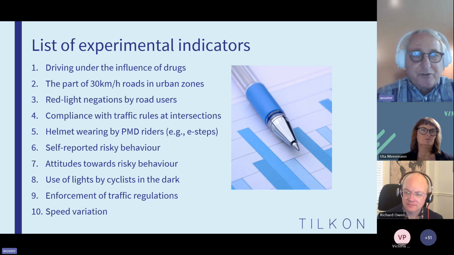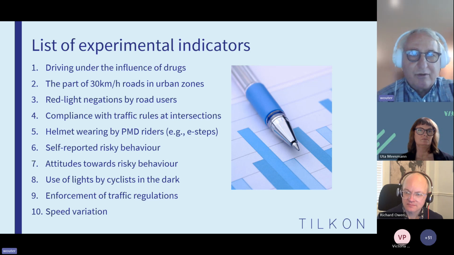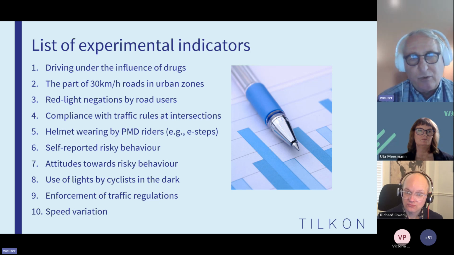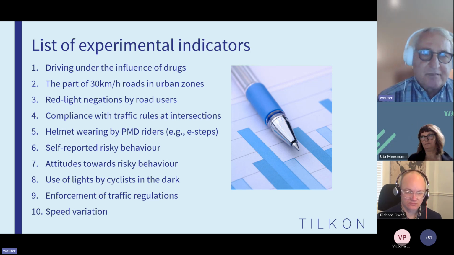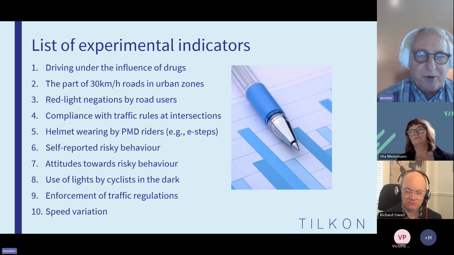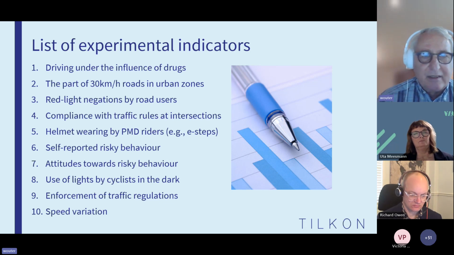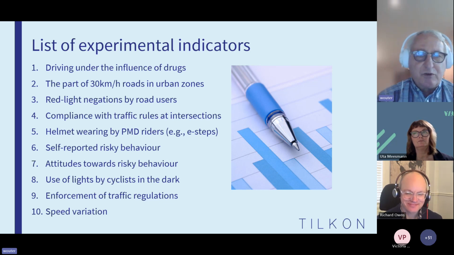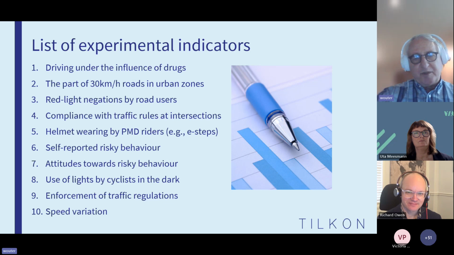So driving under the influence of drugs, the part of 30 km per hour roads in urban zones, which would be 20 miles per hour in the UK, red light negations by road users, compliance with traffic rules at intersections, and it's like giving yields, for instance, helmet wearing by, say, e-scooter riders, self-reported risky behavior, and actually Uta is coordinating that, attitudes towards risky behavior as a potential proxy for the real observations, use of lights by cyclists in the dark, enforcement of traffic regulations, and speed variation. So not so much speeding, but actually the amount of speed variation on roads. So this is actually going on.